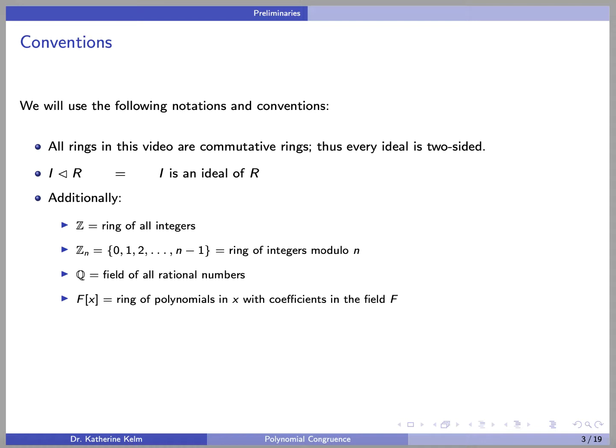Additionally, Z will stand for the ring of integers. Zn will stand for the ring of integers modulo n. Q will denote the field of all rational numbers. And F[x] will denote the ring of polynomials in the indeterminate x with coefficients in the field F.